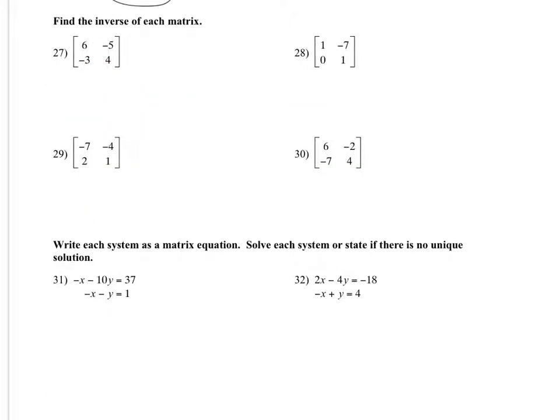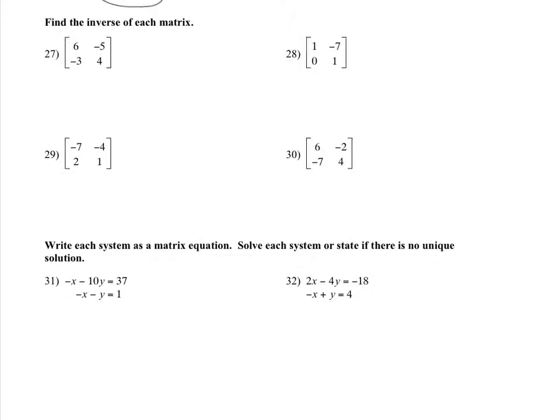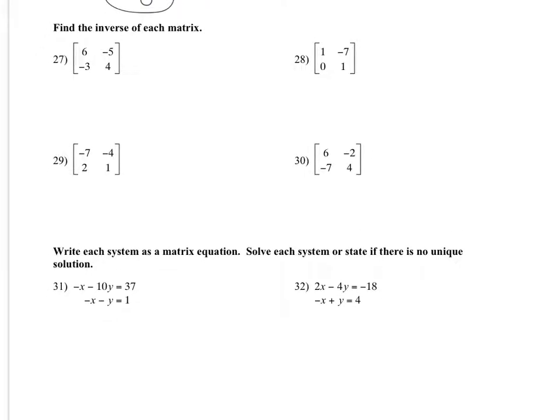For 27, we've got to find the inverse. We're looking at flipping my A and D. We are looking at making my B and C negative. So that's going to be 4, 6, and 3, 5. And then I'm going to multiply by 1 over the determinant. So 24 minus 15 is going to be 9. That is the inverse of that matrix.